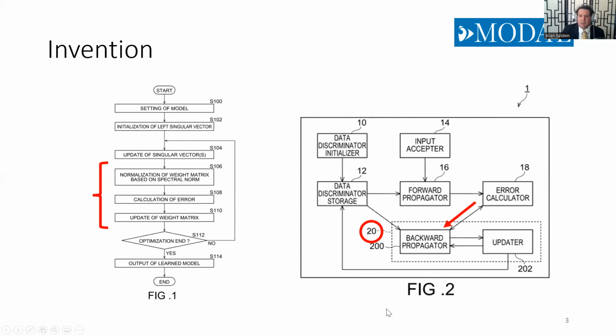And on figure 2, you can see the system of this application. This is with regards to paragraphs 79 and 82. So the error calculator 18 performs step S108 and outputs the error to backward propagation block 20. Here it's called backward propagator. And then the updater 202 performs steps S104 through S110.